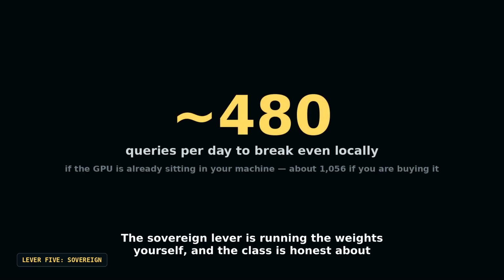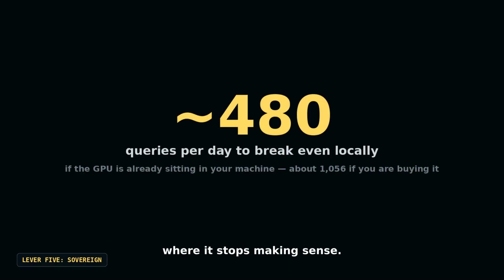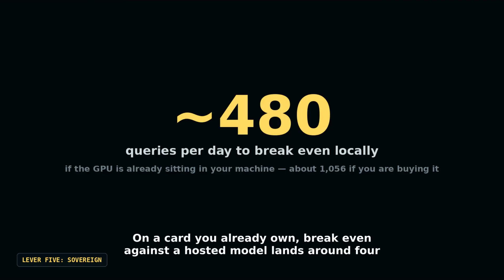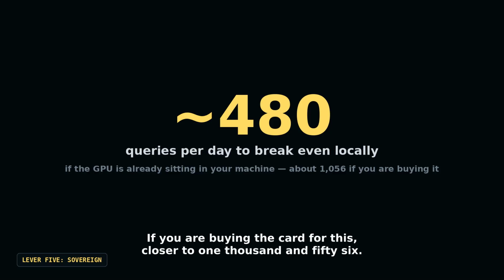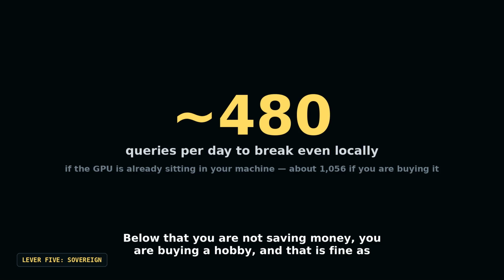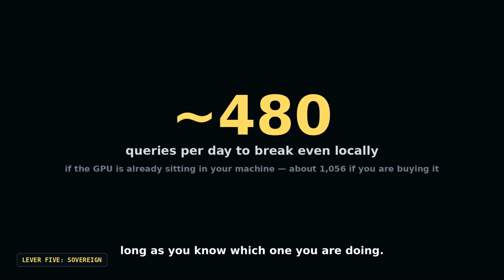The sovereign lever is running the weights yourself, and the class is honest about where it stops making sense. On a card you already own, break even against a hosted model lands around 480 queries a day. If you are buying the card for this, closer to 1,056. Below that, you are not saving money, you are buying a hobby, and that is fine as long as you know which one you are doing.